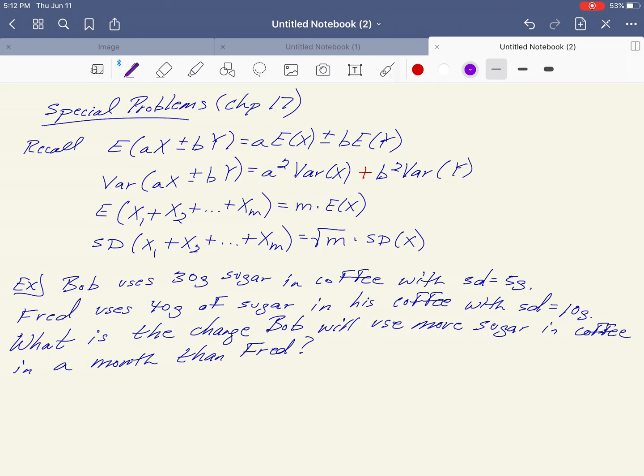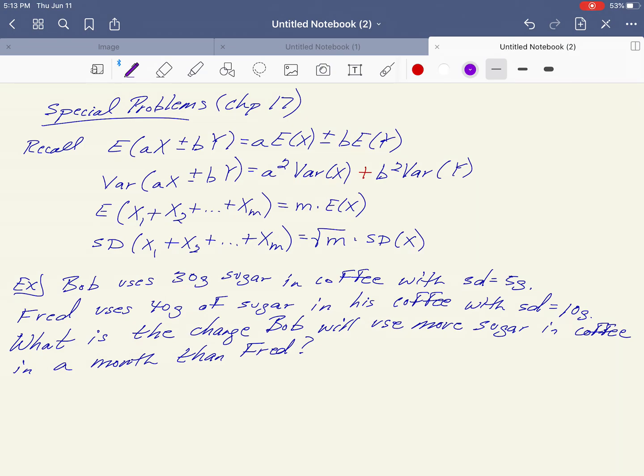Okay, so the last lesson for chapter 17 addresses special problems. And really these problems are not that special because they are almost the exact same as those you were practicing recently in chapter 15 with combining different random variables.